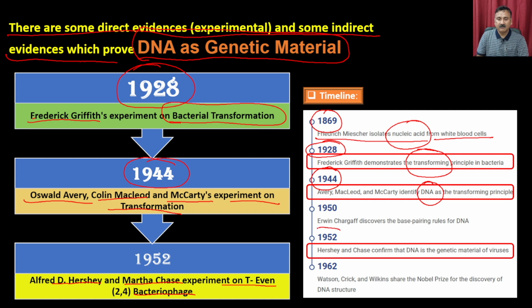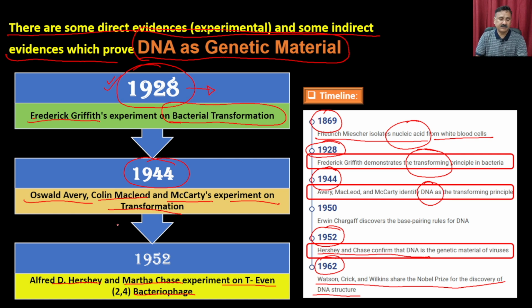Then in 1952, Hershey and Chase confirmed that DNA is the genetic material with the help of viruses. And then in 1962, Watson, Crick and their colleagues got the Nobel Prize, because they discovered the structure of the DNA. So let's first discuss the Griffith experiment to understand that DNA is the genetic material, then we will talk about the McLeod and McCarthy experiment, and at the end we are going to discuss the Hershey and Chase experiments.